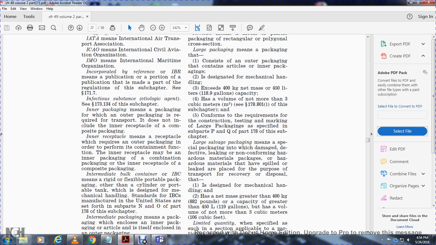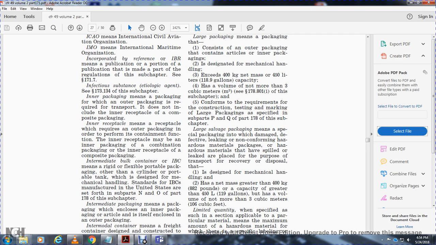Intermediate bulk container or IBC means a rigid or flexible portable packaging, other than a cylinder or portable tank, which is designed for mechanical handling. Standards for intermediate bulk containers manufactured in the United States are set forth in subparts N and O of part 178 of this chapter.